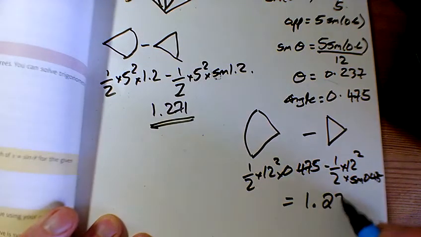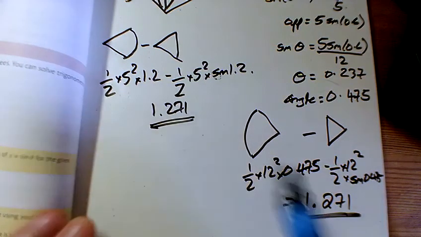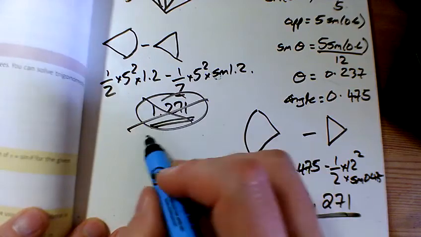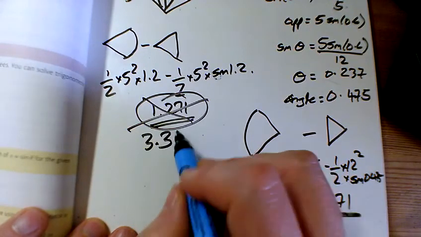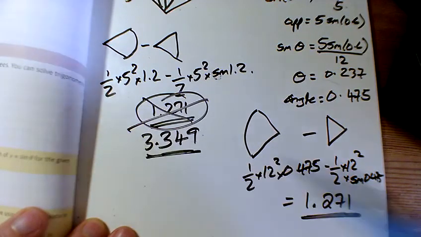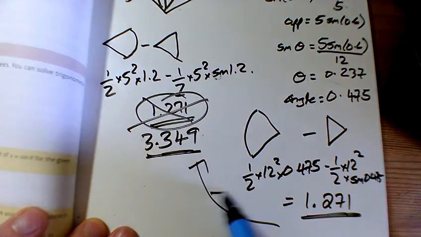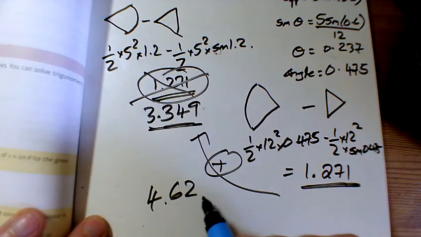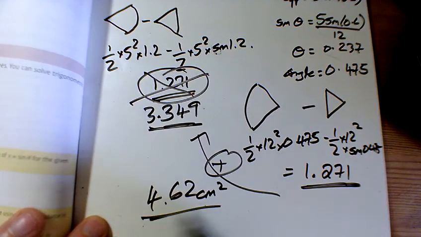Oh, and that's the one that gives the 1.271. Oh, that's annoying, isn't it? I don't want to go back and redo that again. So just typing that in, I've got 3.349 for that bit there. Add these two together to finish off, gives me 4.62 centimetres squared for that part there.